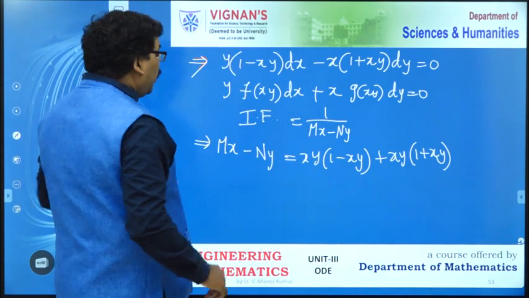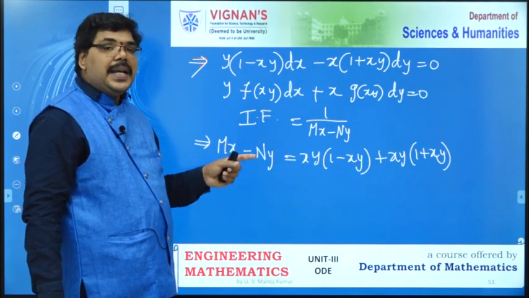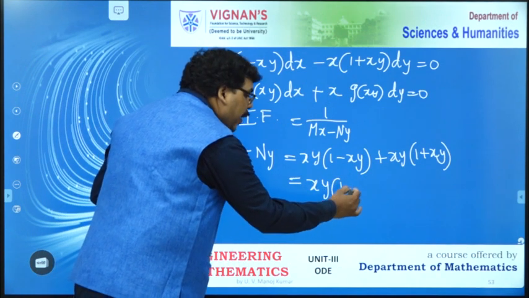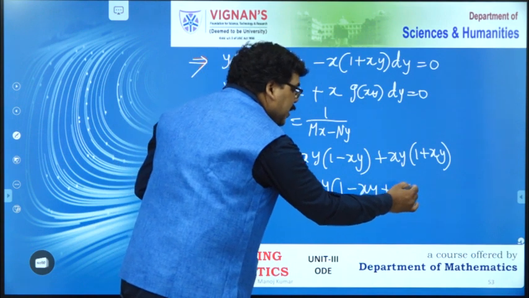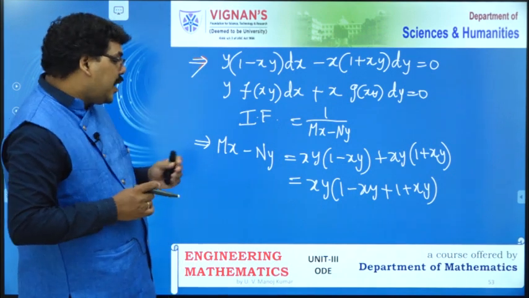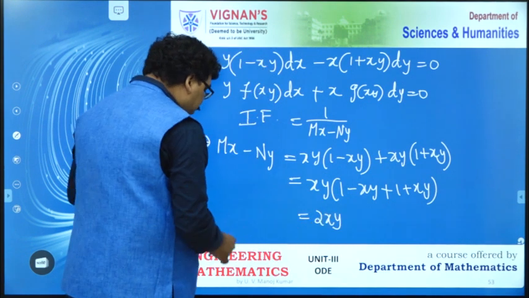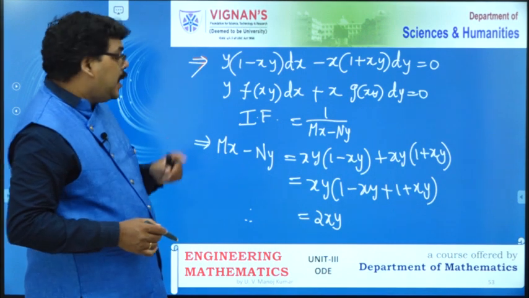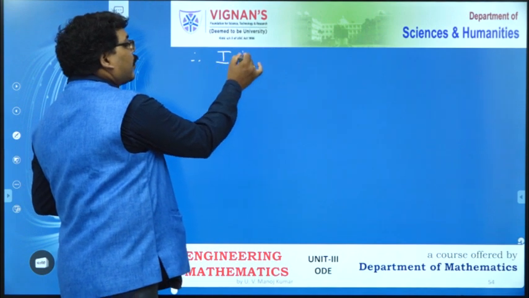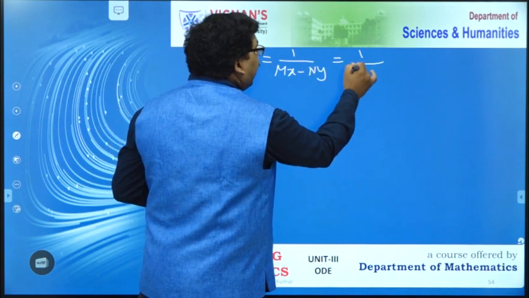Therefore, Mx minus Ny will be xy into (1 minus xy) plus xy into (1 plus xy). So if you take xy common, (1 minus xy) plus (1 plus xy). Minus xy plus xy cancels there. So what remains is 1 plus 1, 2, and 2 into xy, 2xy. So therefore, the integrating factor is 1 by (Mx minus Ny) equals 1 by 2xy.